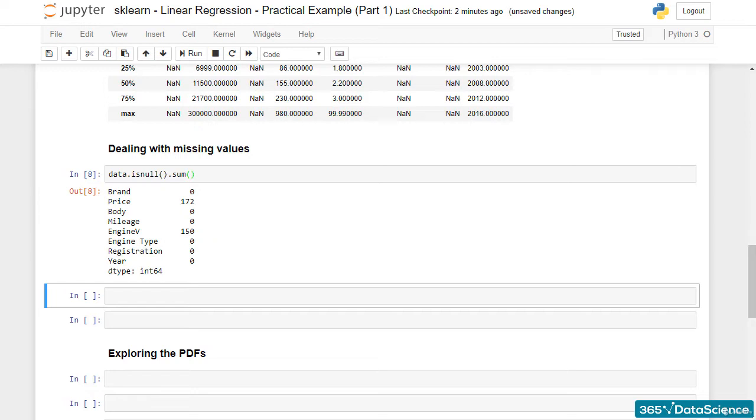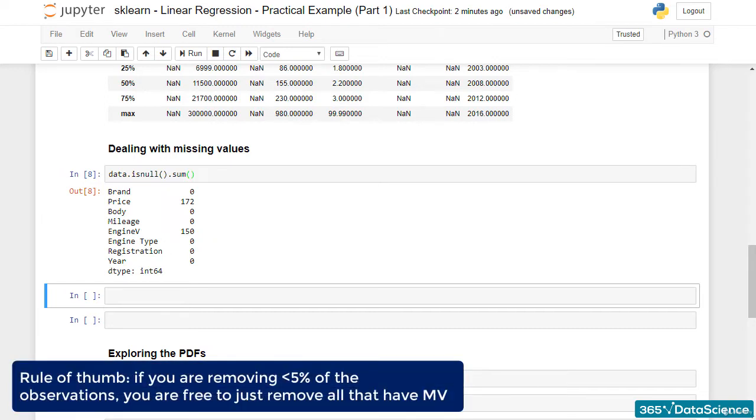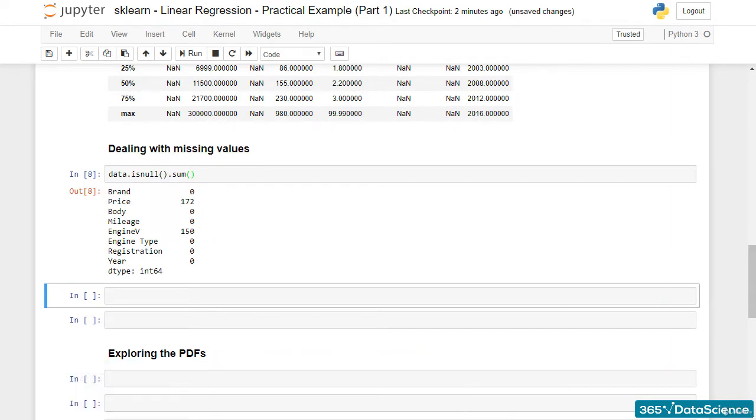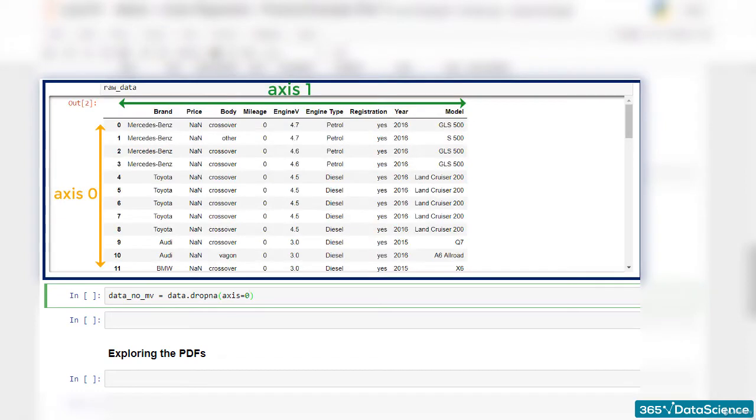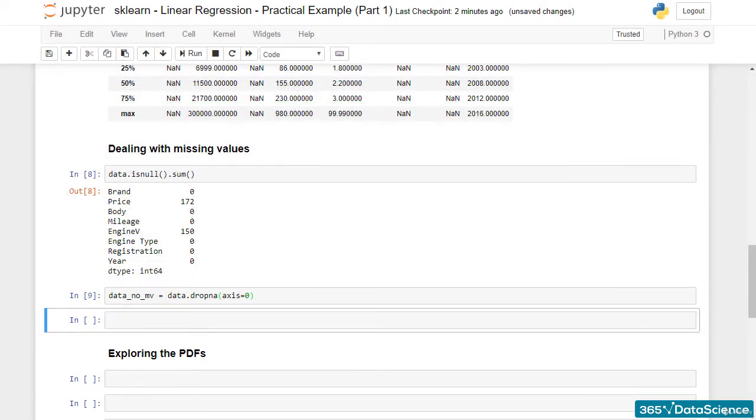Therefore, I'll simply delete those observations. A rule of thumb is that if you are removing less than 5% of the observations, you are free to just remove all observations that have missing values. In this case, they are less than that, so we are safe. The easiest way to remove them is with the ad hoc method, dataframe.dropNA. This time, I'll be dropping observations, not columns. So, the axis is 0. I'll put all that in the variable data underscore no missing values, or no MV. Great! Let's see what other problems may occur.